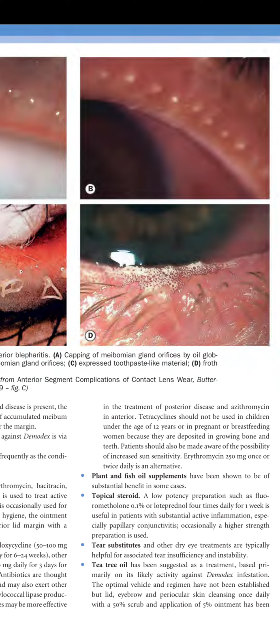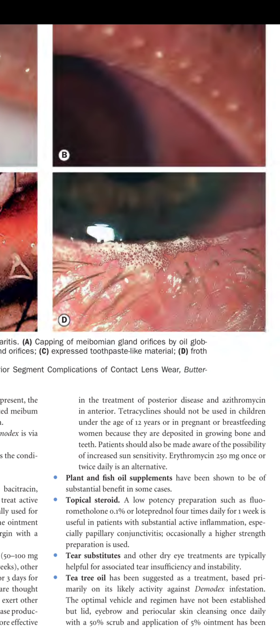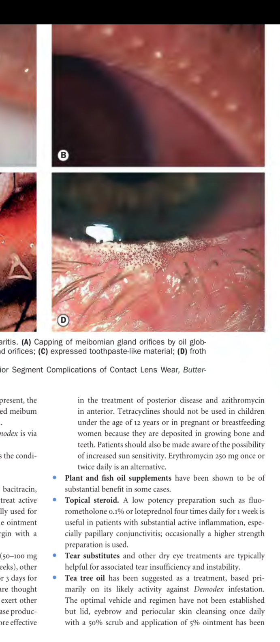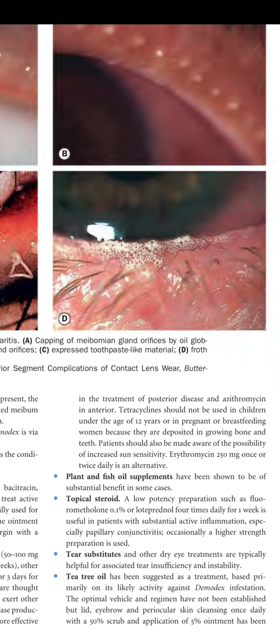Tetracycline should not be used in children under the age of 12 years or in pregnant or breastfeeding women because they are deposited in the growing bone and teeth. Patients should be aware of the possibility of increased sun sensitivity. Erythromycin 250 milligrams once or twice daily is an alternative.